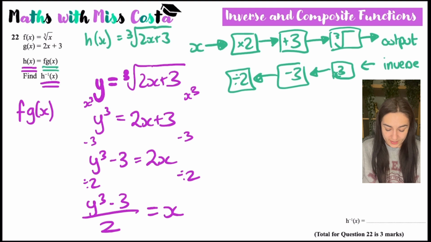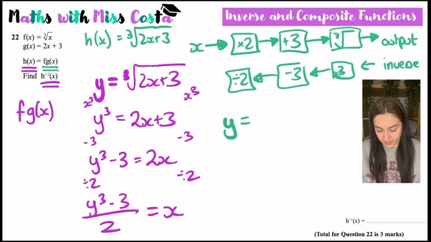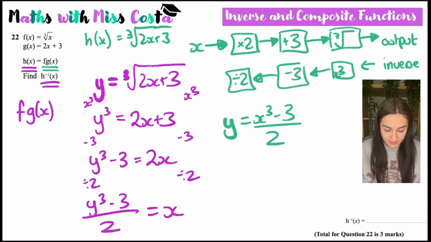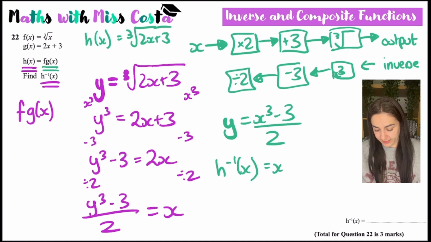Now, when we do this, we flip the signs. So we flip x and y. So we'd say y equals x cubed minus 3 over 2. And the final part is you just replace y with h minus 1. So your final answer would be this.